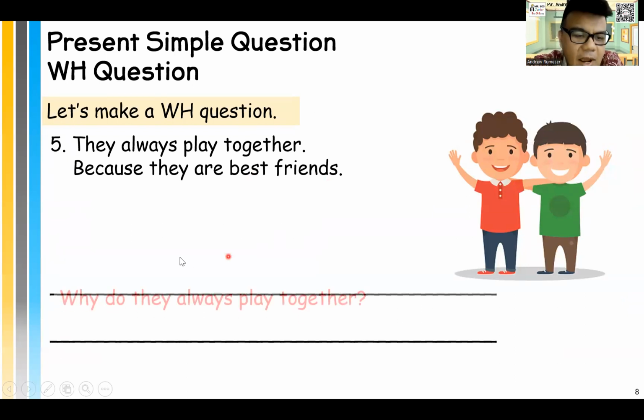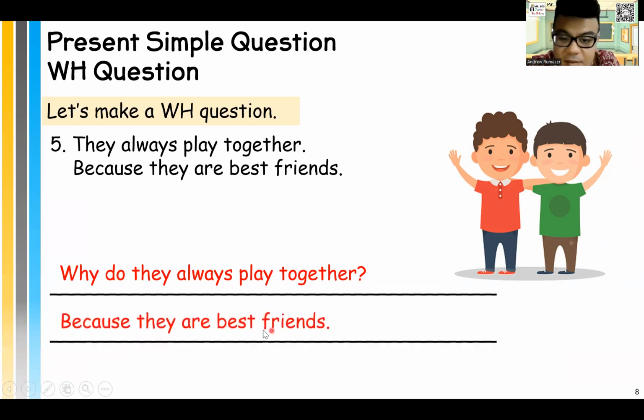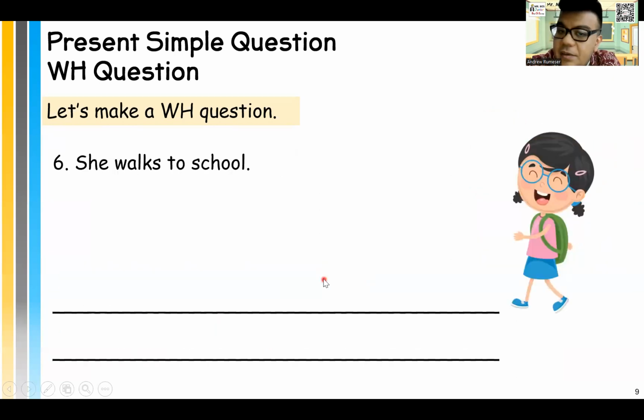Next, they always play together because they are best friends. Why do they always play together? Why do we use do here, right? Why do they always play together? Because they're best friends. That's why they always play together.